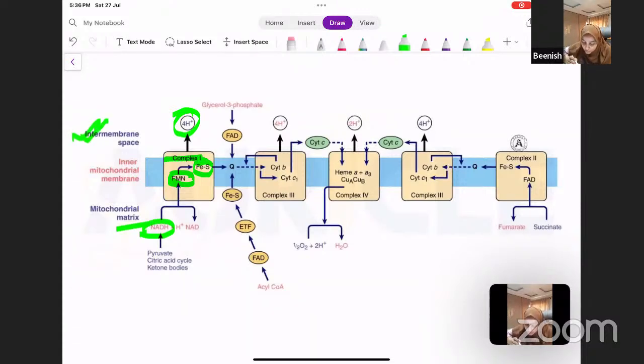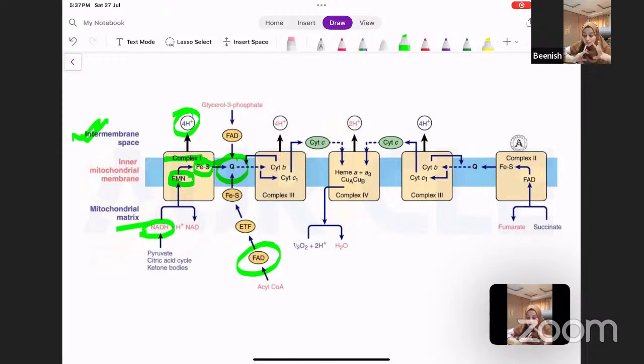Now complex 2 comes into the picture. Here, from mitochondrial glycerol 3-phosphate or through succinate dehydrogenase, electrons are given to FAD, which forms FADH2. Then that FADH2 gives its electrons to iron sulfur clusters, and then to coenzyme Q. So finally coenzyme Q receives electrons from complex 2 as well as from complex 1.